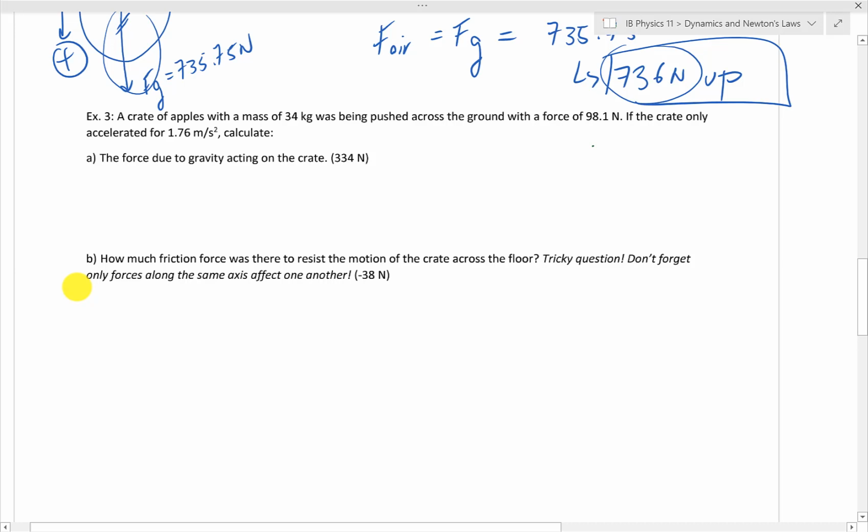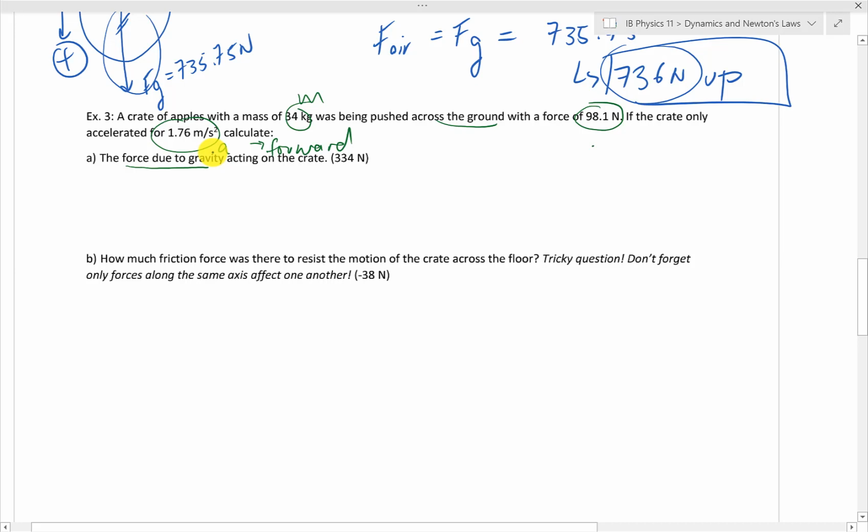I will do one example and you will have another example to try yourself, and the solutions will be played on Fast Play. Here we have a crate of apples having a mass of 34 kilograms. It will be pushed across the ground with this force over here. If the crate only accelerated at 1.76 meters per second squared, and we are going to assume this is in the forward direction, we need to find the force due to gravity acting on the crate.